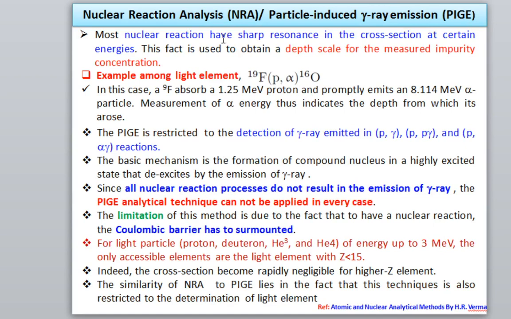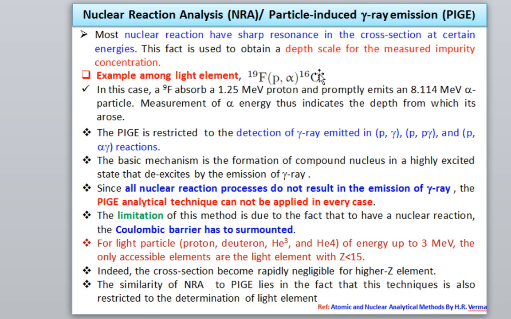In nuclear reaction analysis, most nuclear reactions have a sharp resonance in the cross section at a certain energy, meaning the energy at which the resonance condition occurs is fixed. By using this fact one can measure the depth scale of a major impurity concentration. For example, if a proton charged particle is falling on fluorine, it gives rise to an alpha particle and a heavier nucleus, oxygen. This is how nuclear reactions are written: this is the incident charged particle, this is the target, this is the emitted particle, and this is the residual nucleus.